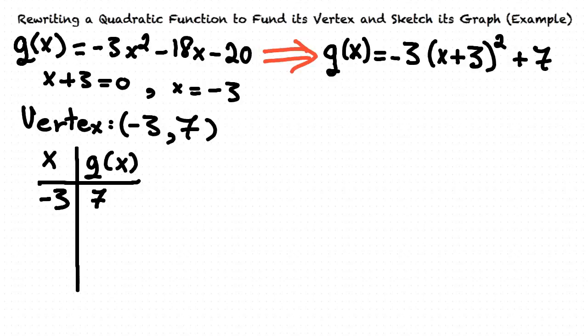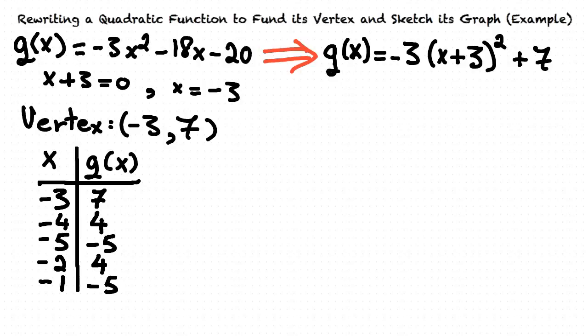To find some other points on our graph, let's choose two x values that are greater than negative 3 and two that are less than negative 3. Negative 4 and negative 5 are two values that are less than negative 3, and negative 2 and negative 1 are the two values that are larger than negative 3. After plugging these values into the g of x equation and solving for y, we get the values 4, negative 5, 4, and negative 5 for our y values.